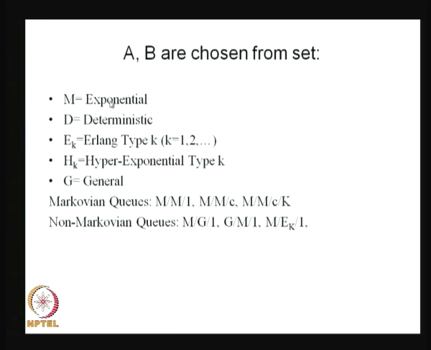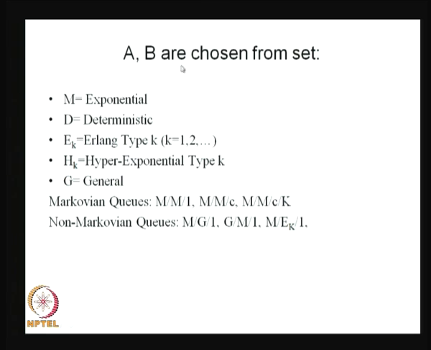So usually, other than exponential, you can use the letter G. G means a general distribution. General distribution is also a known distribution, the only thing is it is other than exponential distribution. So either you can use the letter M, D, E suffix k, H suffix k, or G. G can be other than M in the usual or general form. It is a known distribution other than exponential, and we use the letter G for general distribution.